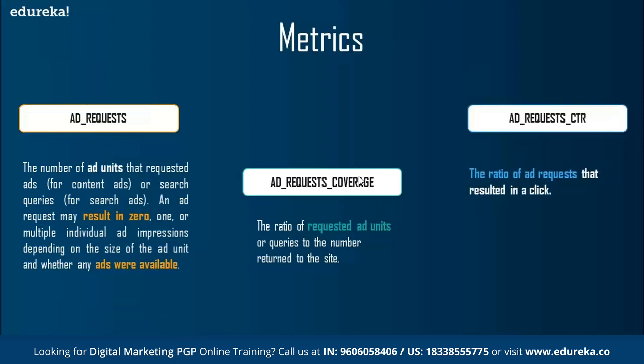Ad request CTR. As you know, CTR is click through rate. So ad request click through rate is the number of ad clicks divided by the number of ad requests. Very simple. If you received 7 clicks out of 1,000 ad requests, so CTR would be 0.7%.